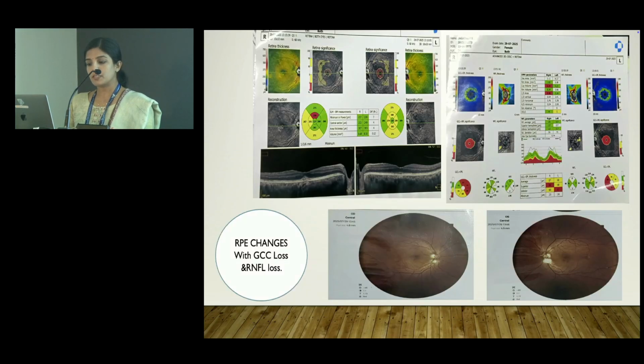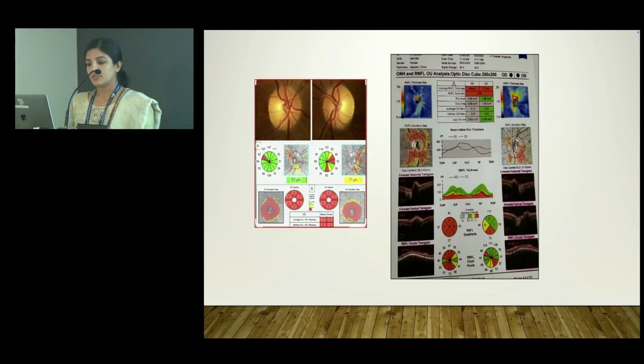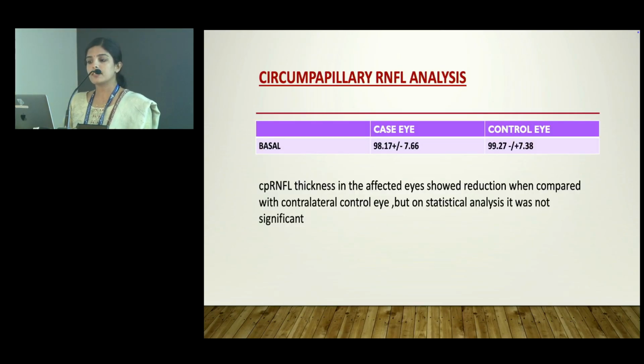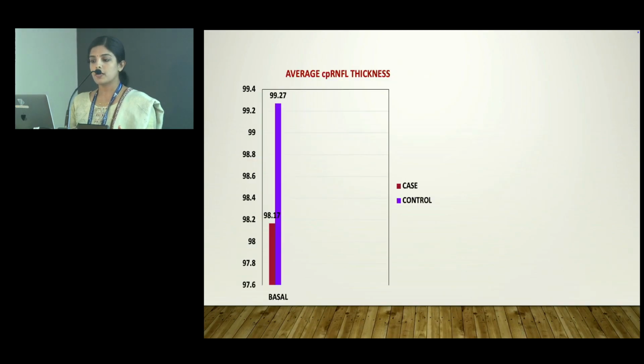So these are the OCT pictures showing retinal pigment epithelial changes with ganglion cell complex loss and RNFL loss. And from all these, there is a circumpapillary RNFL analysis. I have taken, during presentation time, case and control compared, and the RNFL thickness in the affected eye showed reduction when compared with the contralateral control eye, but on statistical analysis it was not significant. So this is the bar diagram showing that.